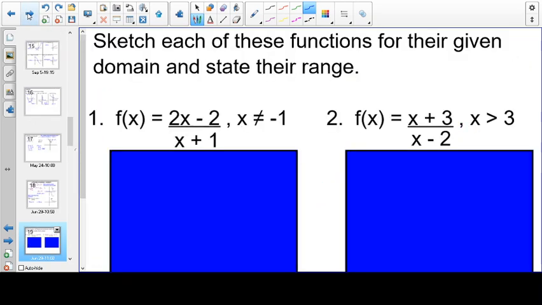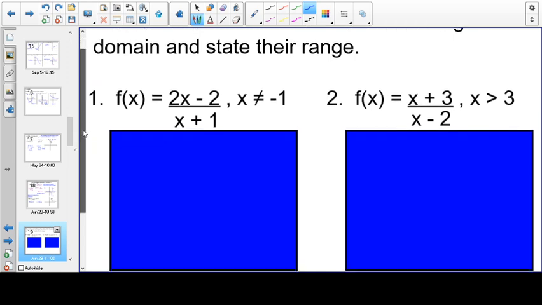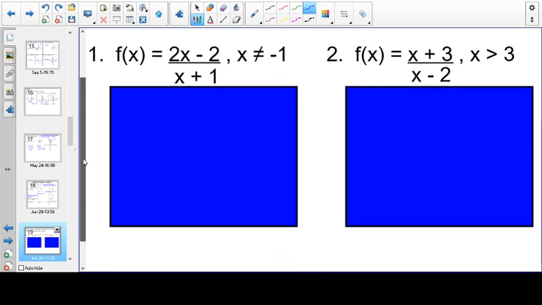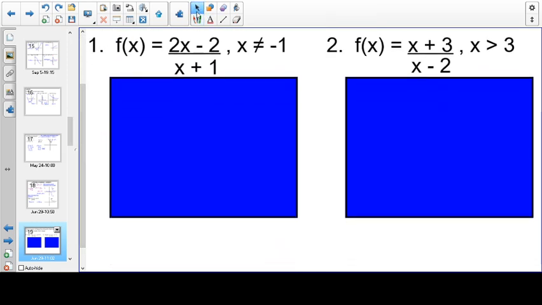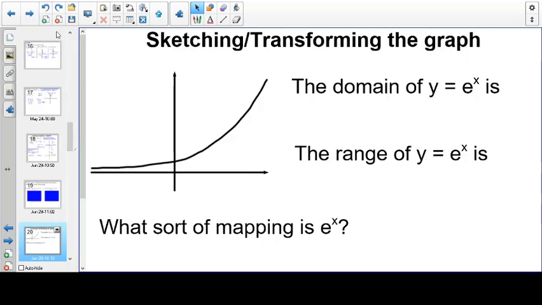Okay, so have a go, pause it, have a go at these two. Okay, we'll discuss the answers in the tutorial. What I want to do now is have a look at E and natural log in a bit more detail. Okay, so you talked about these in the previous topic.